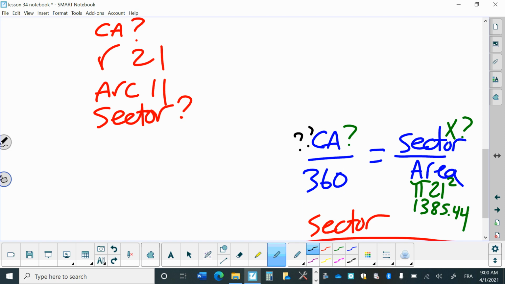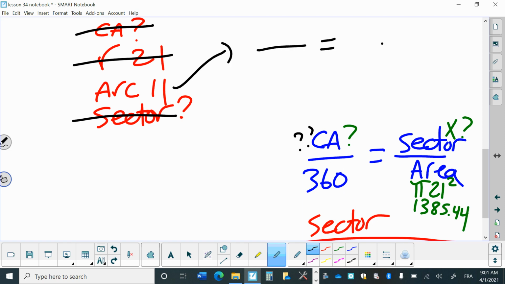The only thing, so sector I've dealt with. It's in my question. It's in my formula. Arc I haven't used yet. Radius I used to find area, and I can also use it to find circumference. And central angle is really what I'm missing. So actually, they've given me arc. So let's go plug in the arc measurement where it's supposed to be. And you're going to see how everything falls into place.